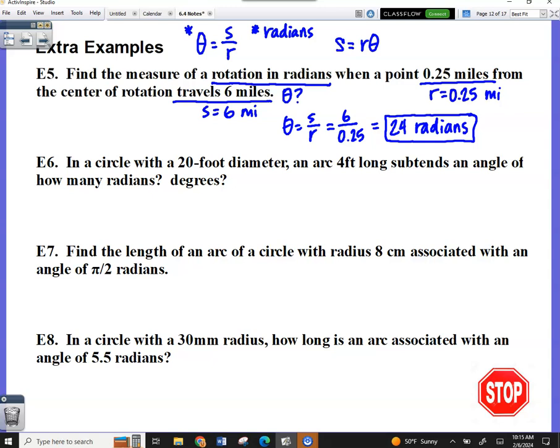All right, let's look at E6. Go ahead and take notes on the problem, like underline what you're looking for, underline what they give you. Take notes real quick, and let's see if we get the same thing there.